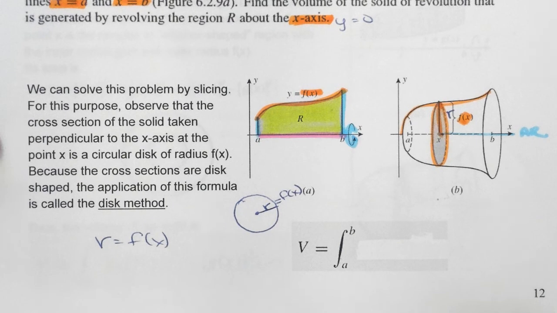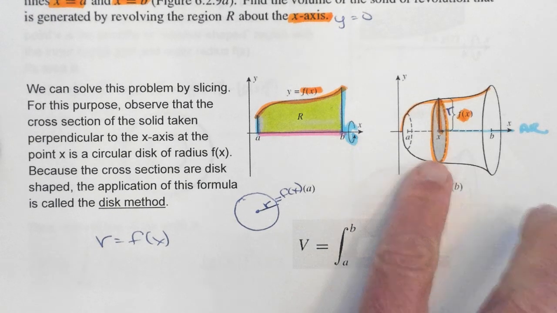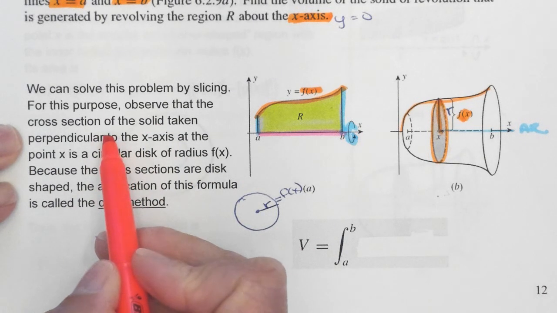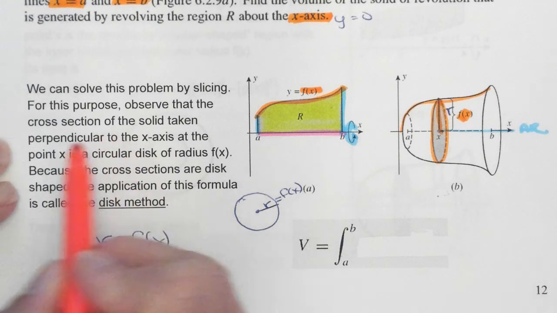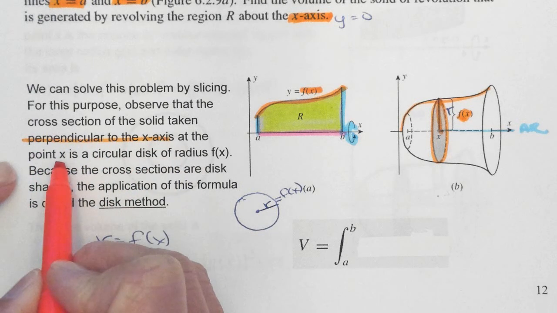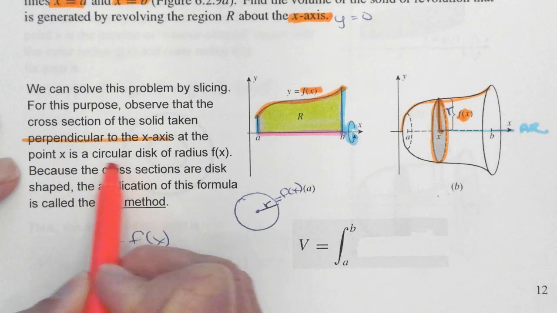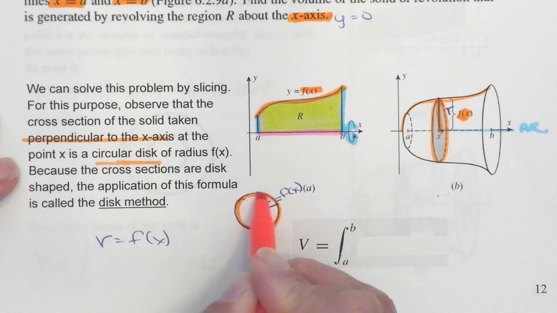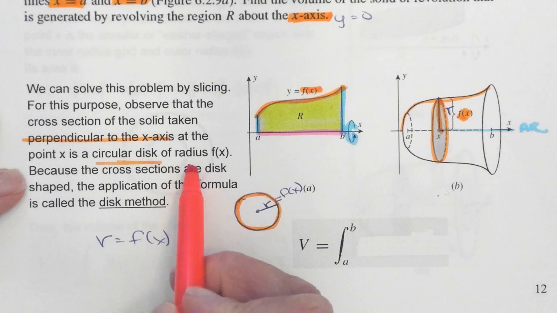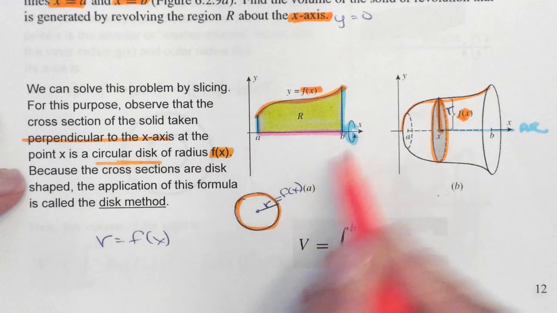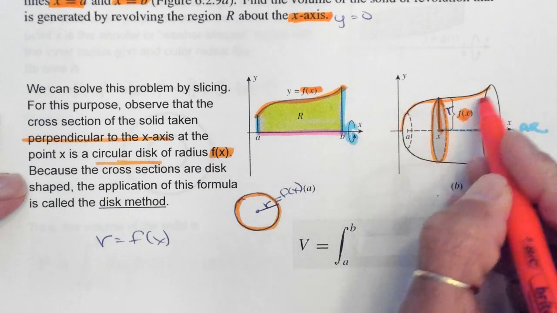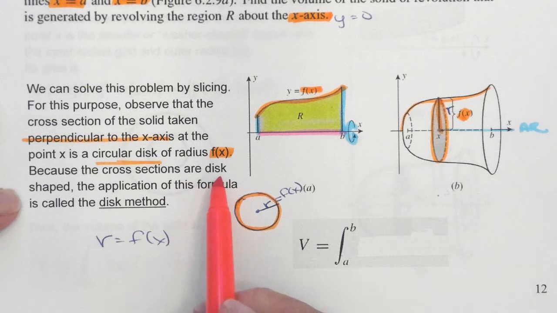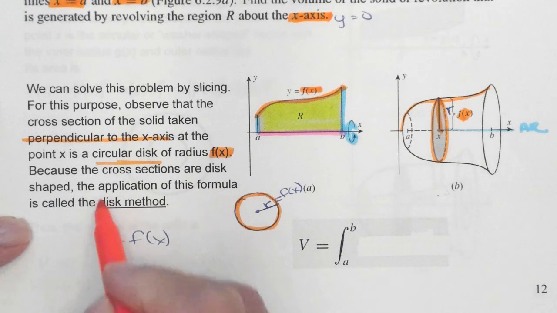So it says that we can solve this problem by slicing. So this is our slice. And for this purpose, observe that the cross-section of the solid taken perpendicular to the x-axis at this given point, x, is a circular disk, so this disk right here, okay, of radius f of x, because that's our function, because the radius is going to be the top minus the bottom. Okay, and because this cross-section is a disk shape, the application of this formula is called the disk method.